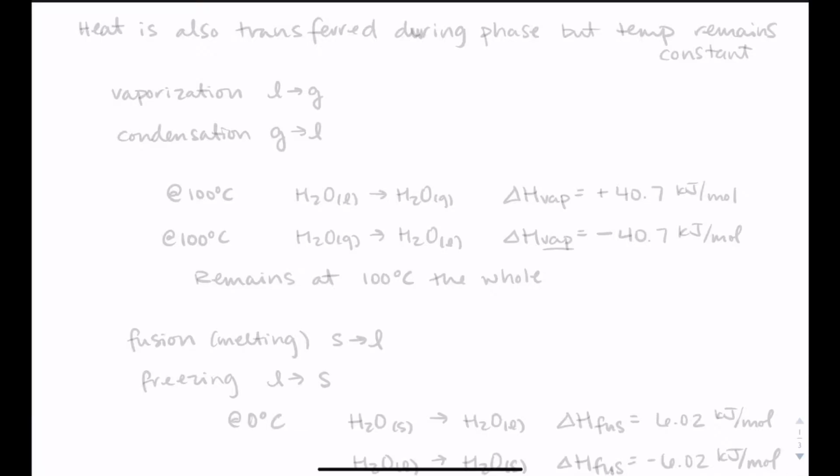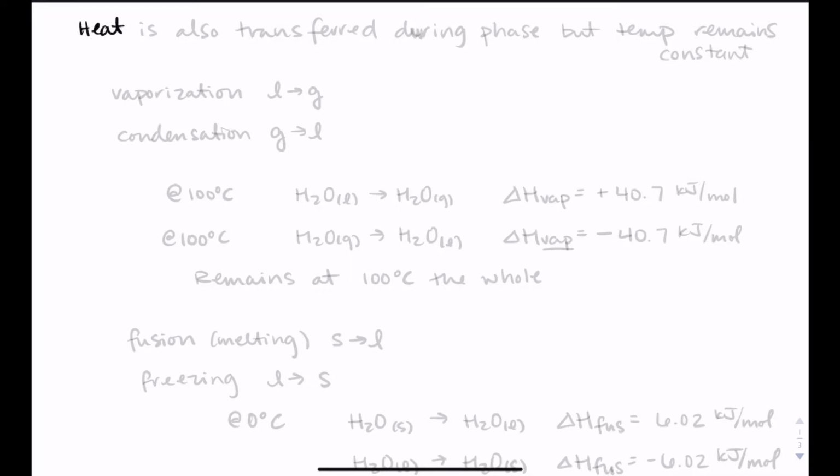Heat is also transferred during phase changes. However, during a phase change, the temperature remains constant. So we can't use a delta T equation to calculate the heat transferred during a phase change.